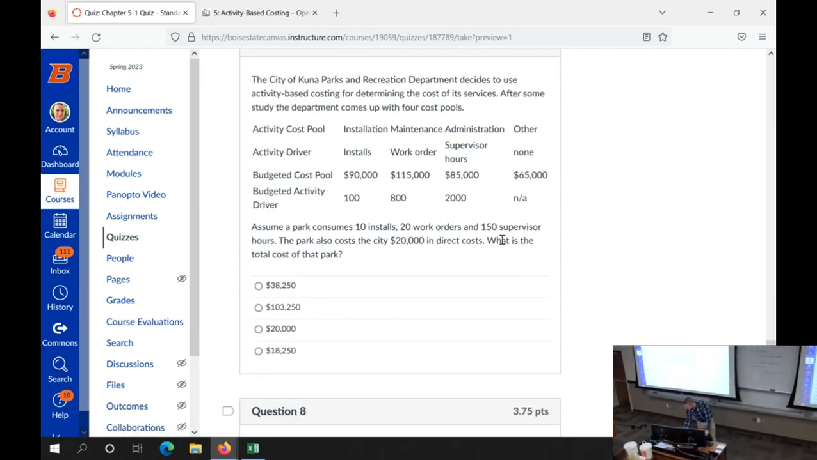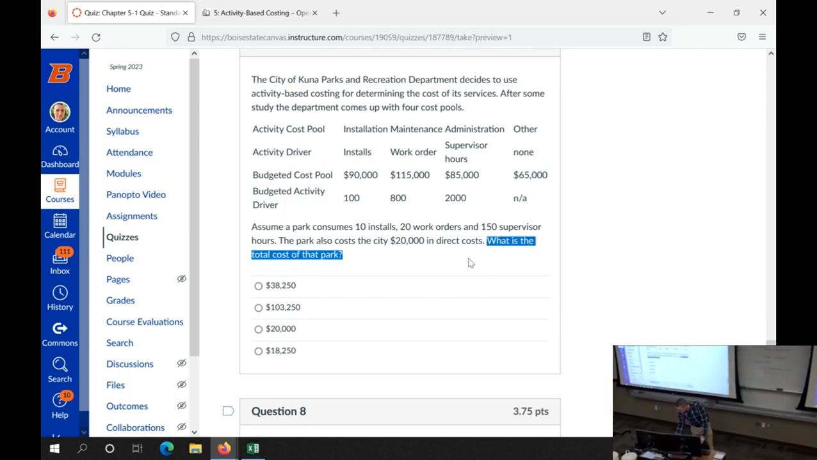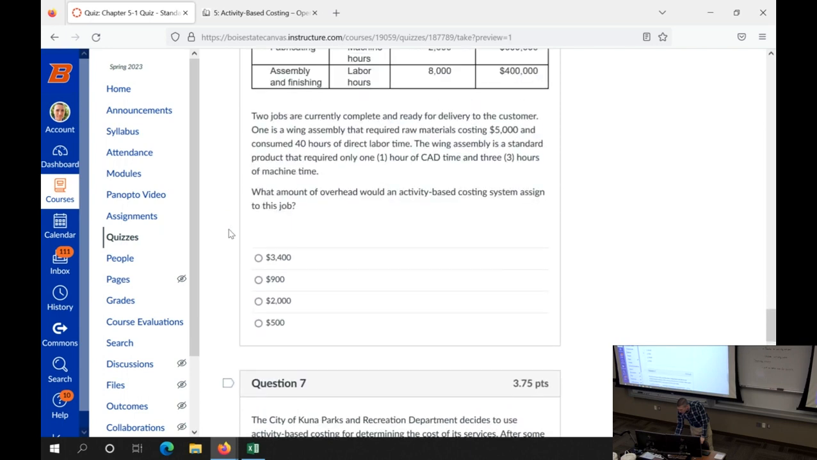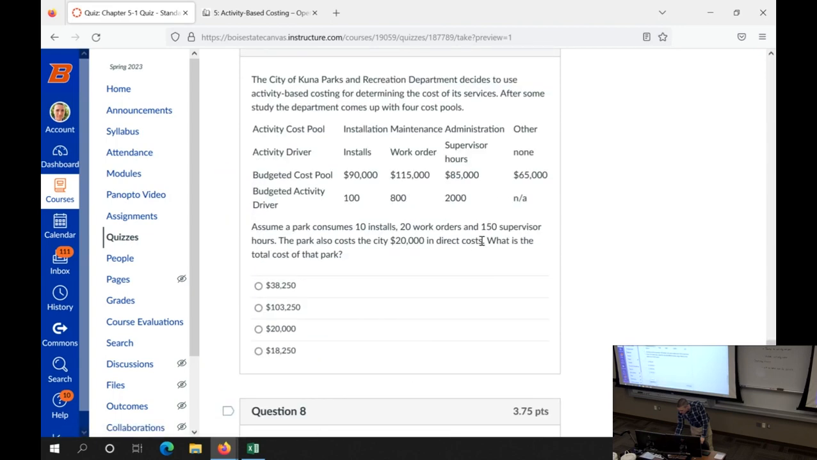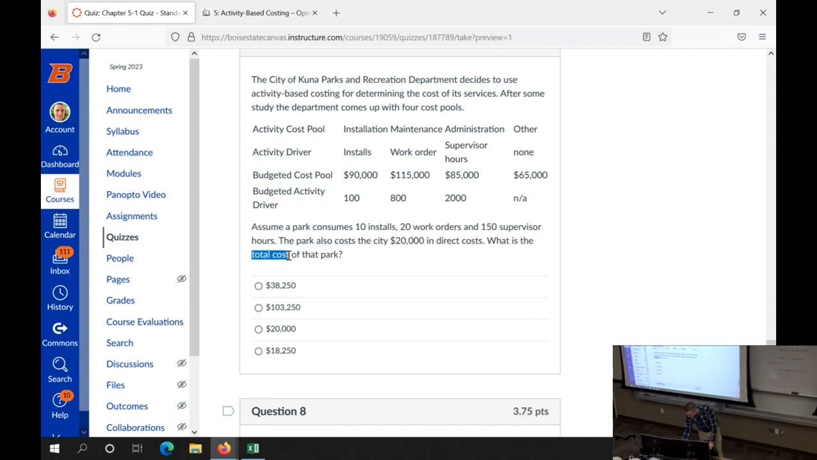This is very similar. What is the total cost of this part? And the trick here is you're going to want to solve this one the same way as this, but there's a key word difference. How much overhead is assigned to the job in this question versus what is the total cost of that part.